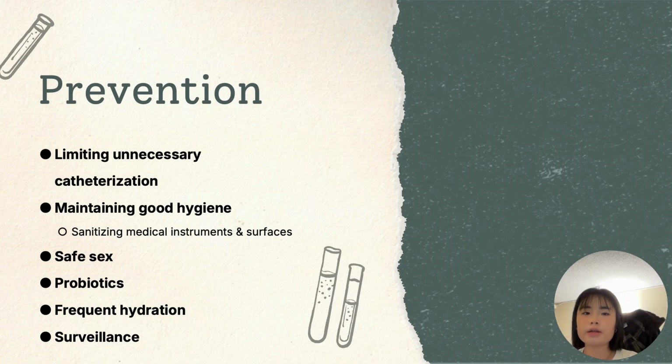For prevention, limiting unnecessary catheterization is important because it can prevent hospital-acquired UTI. And maintaining good hygiene and sanitizing biomedical instruments and surfaces is really important. Practicing safe sex is also another method when it comes to prevention, and taking probiotics can help as it creates a low pH which prevents growth of uropathogens. Probiotics adhere to uroepithelial cells, which blocks adhesion sites of pathogens. And frequent hydration flushes the bacteria out of the urinary tract, and continuous surveillance is important.